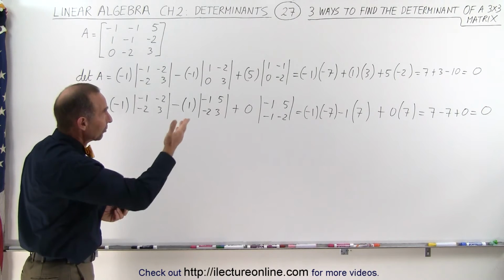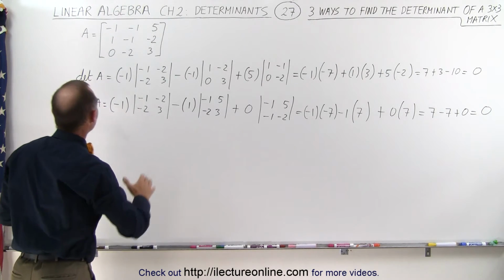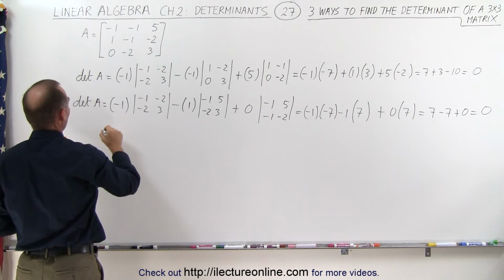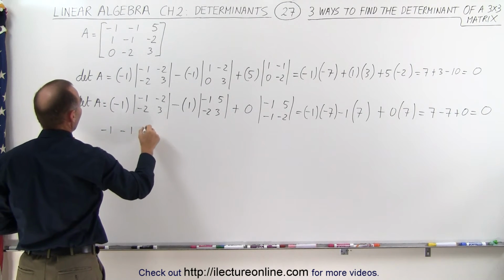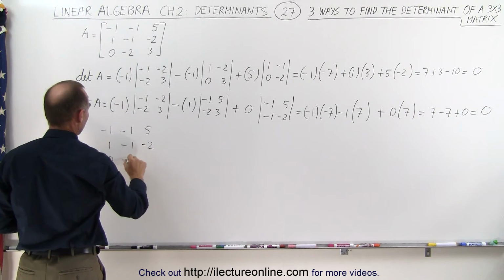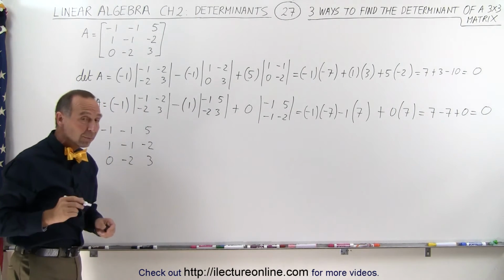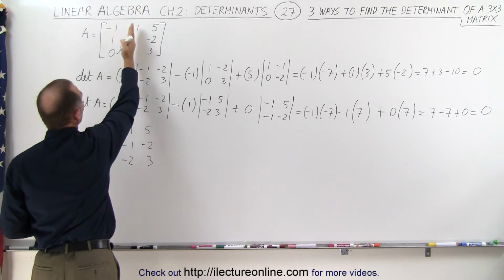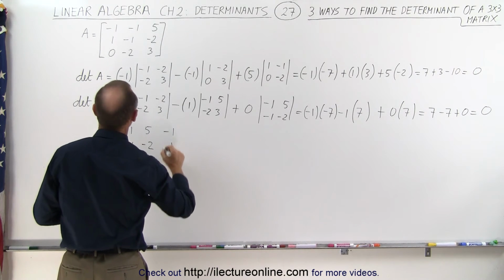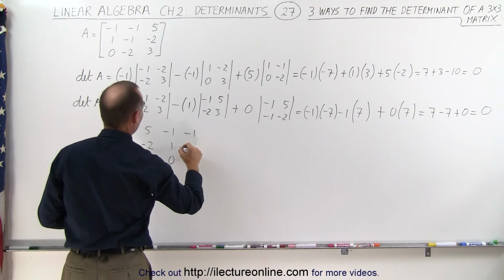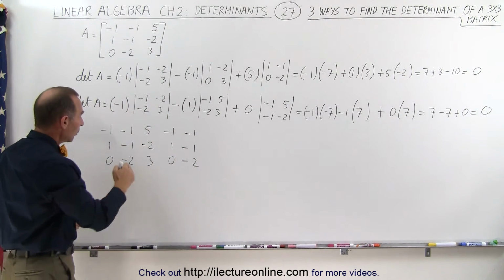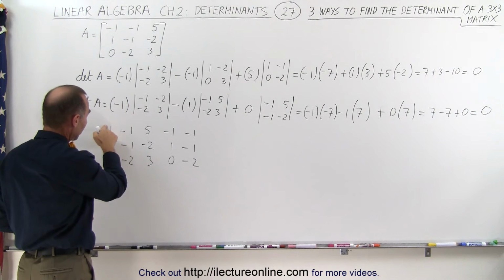But another technique, in this case, the third technique we're going to show you, is to repeat this matrix here, write down all the elements. So we end up with minus 1, 5, 1, minus 1, minus 2, 0, minus 2, and a positive 3. Next, we're going to repeat the first 2 columns and write them to the right here. Again, so we have minus 1, 1, and 0, and a minus 1, a minus 1, and a minus 2. What we're going to do now is multiply diagonals, starting with the upper left here.